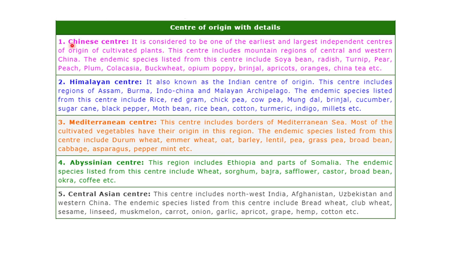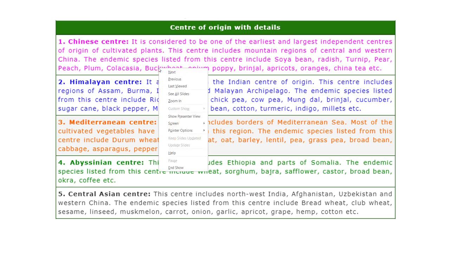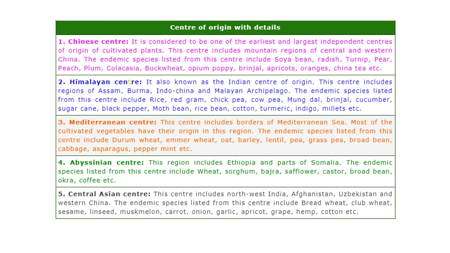The Chinese center of origin is considered one of the earliest and largest independent centers of origin of cultivated plants. The center includes mountain regions of central and western China, mainly the Chinese region. The plants which originated in the Chinese region are included in the Chinese center of origin.